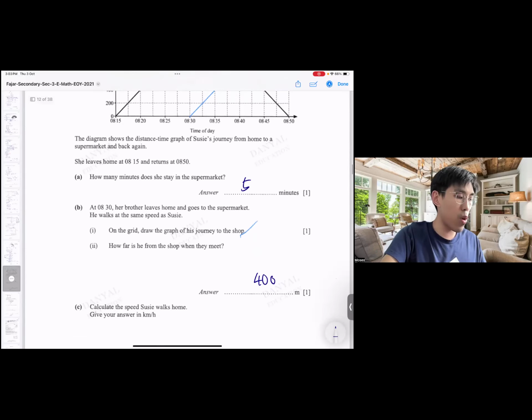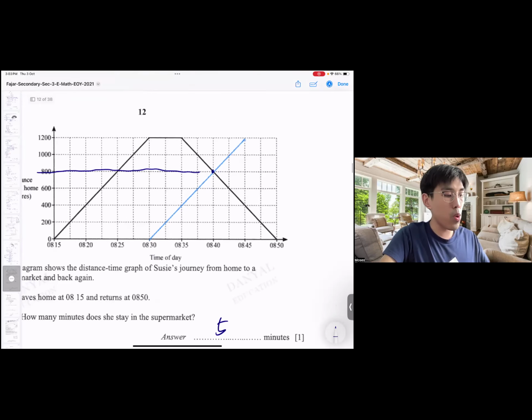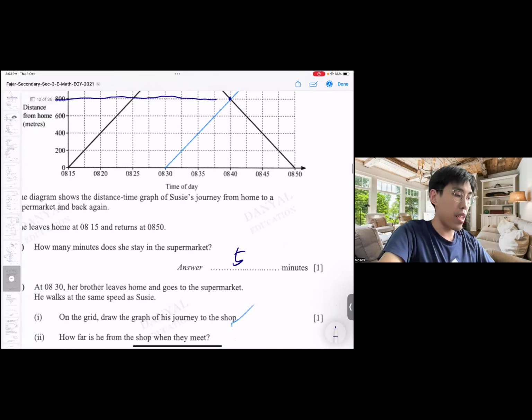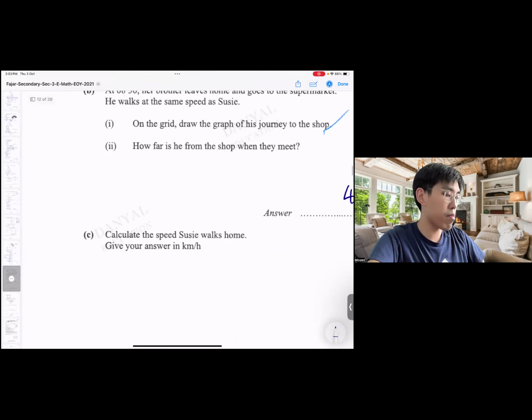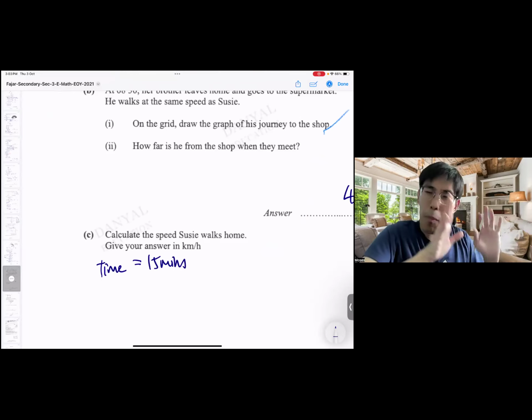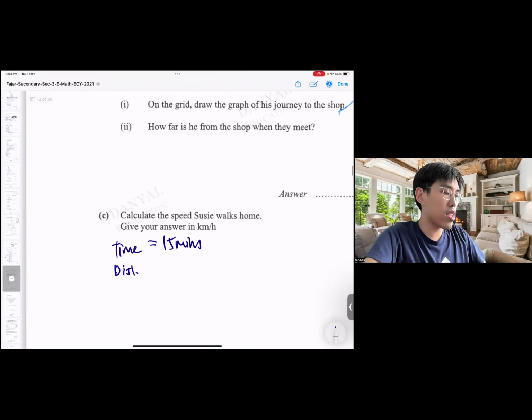Calculate the speed that Susie walks home. Give your answer in kilometers per hour. So basically, we look at this line. It's from 8:35 to 8:50. So the amount of time is actually 15 minutes. We gather what we have first here. Don't rush to calculate. Write down properly first. Okay. Then the distance is 1,200 meters.